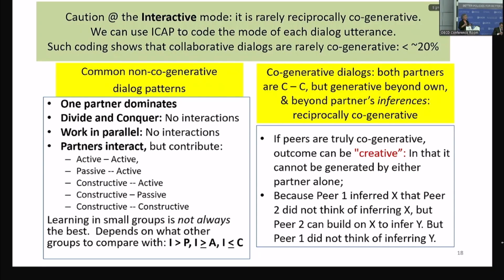Here's where the creativity of my part of the talk comes in just a little bit. When you have reciprocally co-generative dialogue, each person is generating beyond the other person's inference, not beyond the other person's knowledge. So you could have 2 people with identical knowledge, and yet they can come up with something creative, because you could generate an inference that I didn't think about, but I can build on your inference. Therefore, you could generate a creative outcome that neither person could have generated alone.